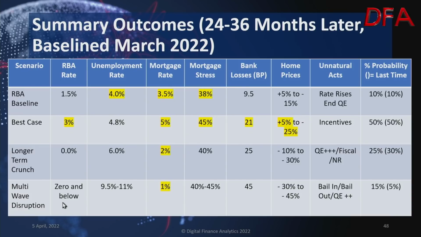And then the other one is what I call the multi-wave disruption. So that's things like the conflicts continue to escalate and some of the broader issues.